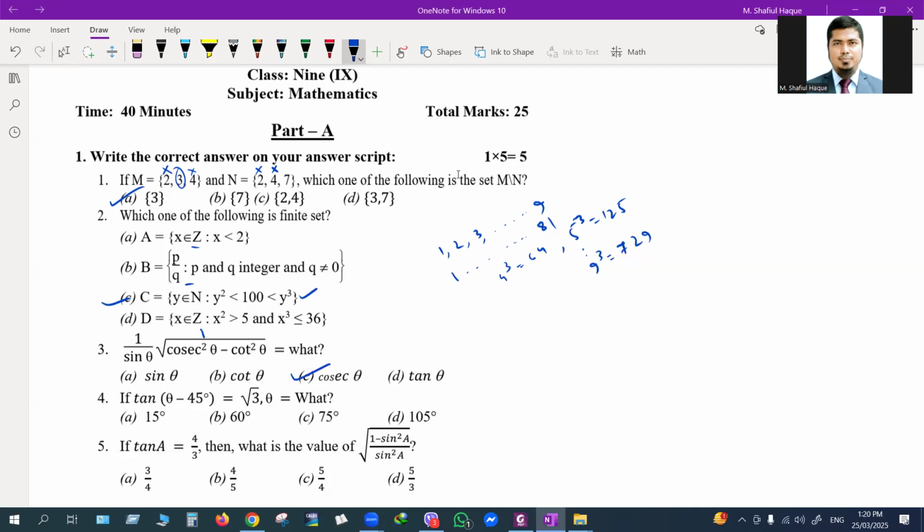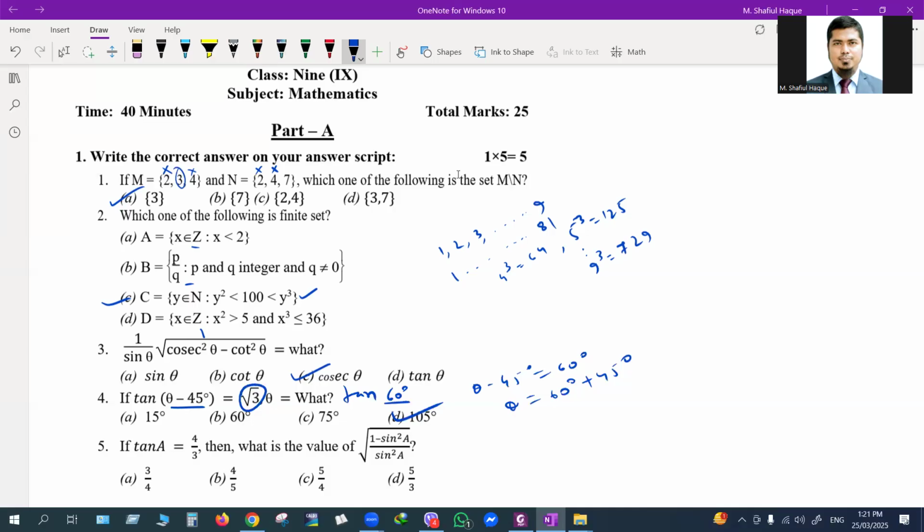Tan theta minus 45 is equal to root 3. So we need to find theta. Root 3 is the value of tan 60 degree. So we will replace it by tan 60 degree. That means theta minus 45 is equal to 60 degree. So theta is equal to 60 plus 45, that is 105 degree.